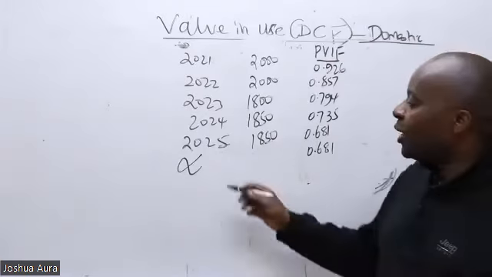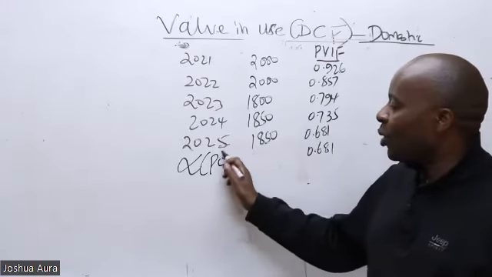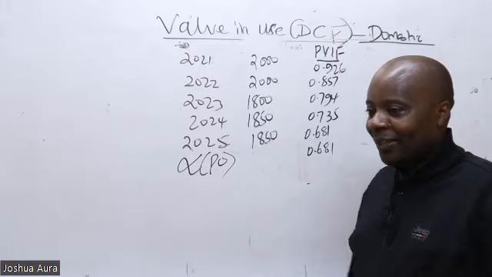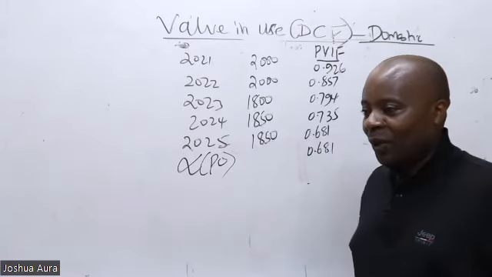So for perpetuity, do you remember that you have to calculate PO? Anybody who is doing AFM, this should be very easy. For perpetuity, remember you must calculate PO.